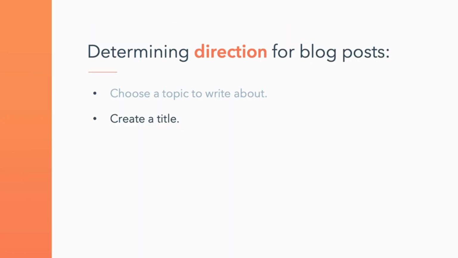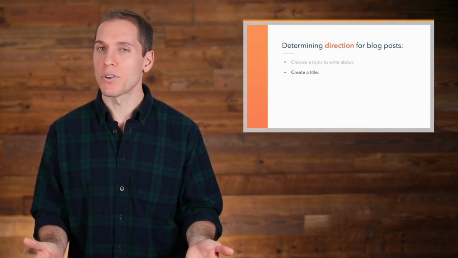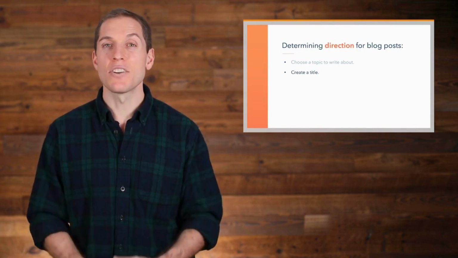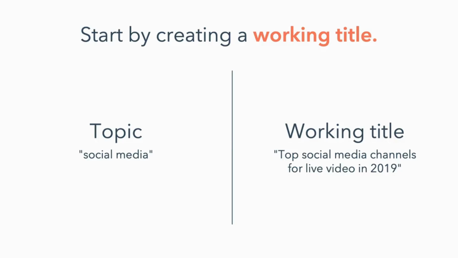Now let's talk about creating a title. Think about how you read things online. You read the title first before you commit. It needs to catch your interest, especially since it's the first thing that will catch a reader's attention. Start by creating a working title for your blog post. A working title is something to work off of as you begin to write your post. Start here to narrow your topic down and focus on one angle.